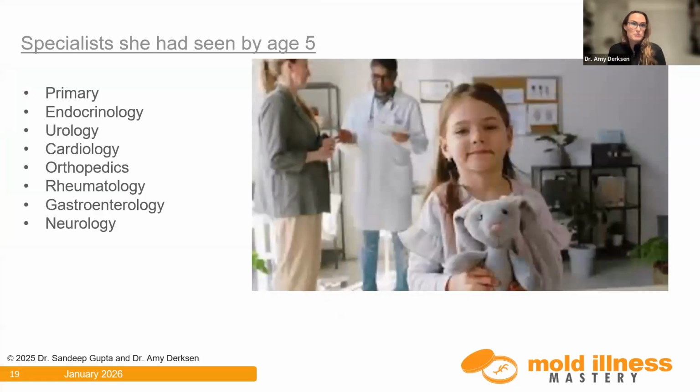So when she came to me, she had a list of every specialist you could imagine. Her primary care doctor, she had been to an endocrinologist, a urologist, a cardiologist, the orthopedist, the rheumatologist, the GI doctor, and a neurologist. Whatever you have, at that point, she was 5. It's insane, isn't it? She's seen all these specialists, but she's happy and she has good energy and she's growing, but her labs are terrible.